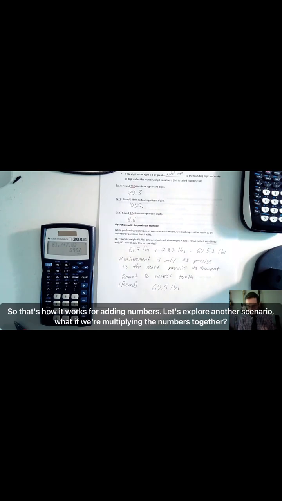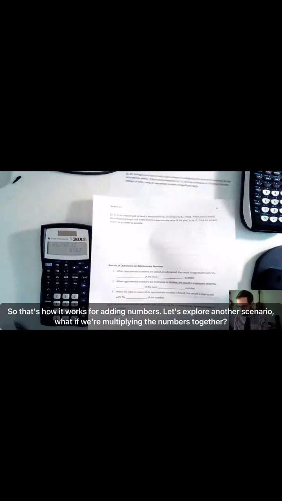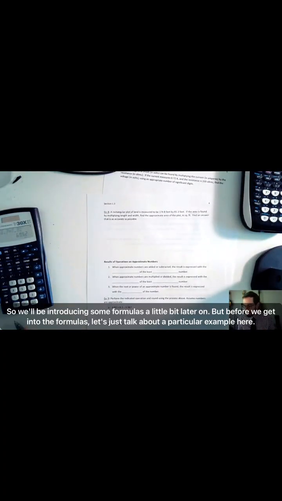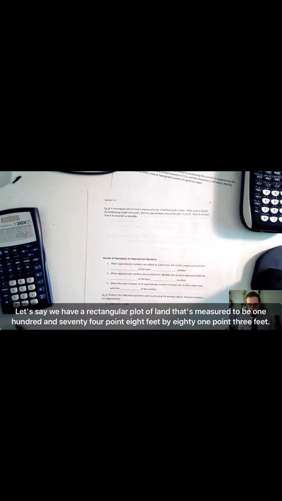Let's explore another scenario. What if we're multiplying numbers together? We're going to be doing a bunch of geometry in this course in chapter 2, so we'll be introducing some formulas a little bit later on. But before we get into the formulas, let's just talk about a particular example here. Let's say we have a rectangular plot of land that's measured to be 174.8 feet by 81.3 feet. And the way we find the area for a rectangle is to multiply length and width, as we'll talk about in chapter 2. So let's figure out about what the area of this plot is in square feet.